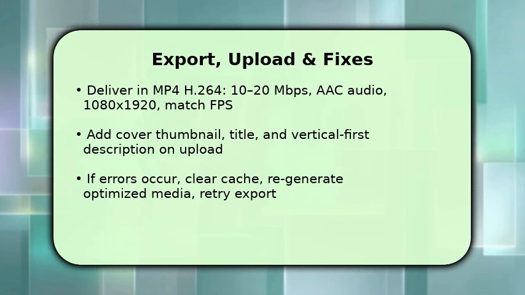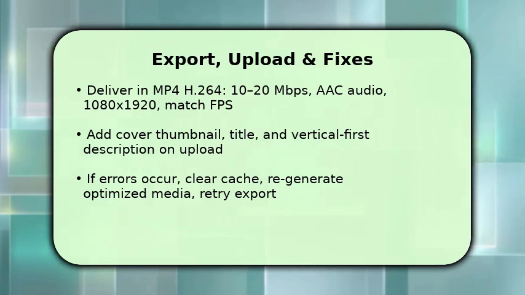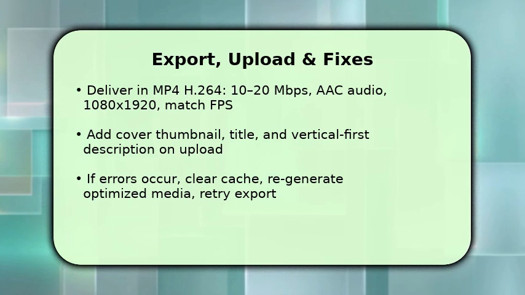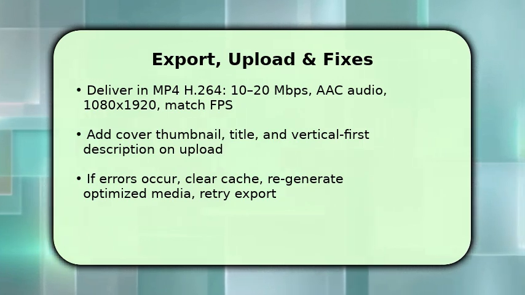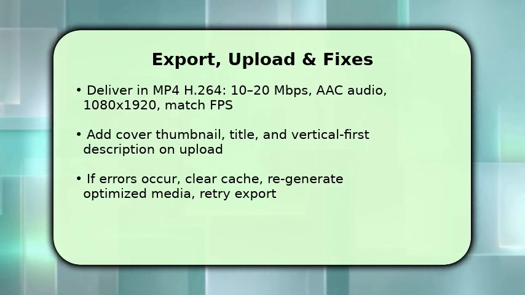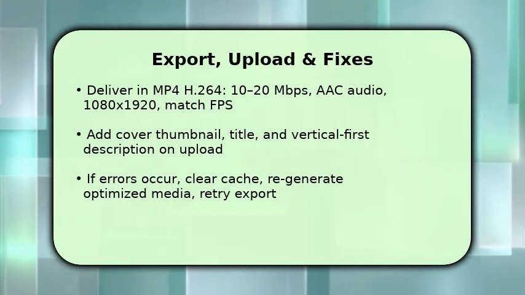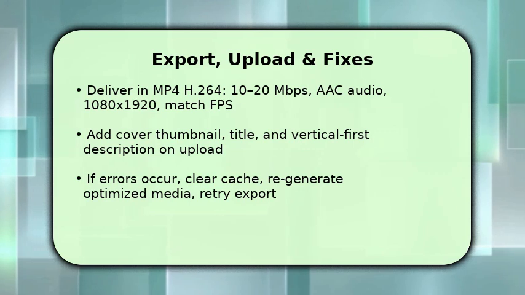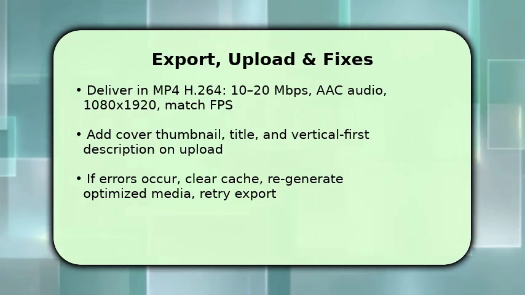Choose MP4 H.264, 1080 by 1920, bitrate around 10 to 20 Mbps and AAC audio, match the timeline FPS. Once exported, add a vertical thumbnail and write a concise title and description optimized for mobile.